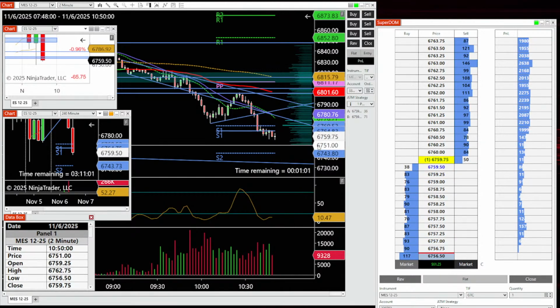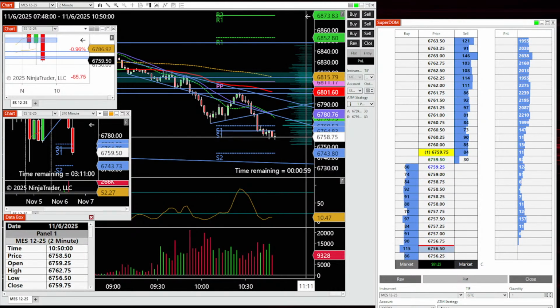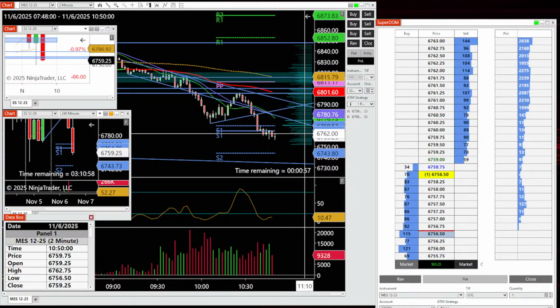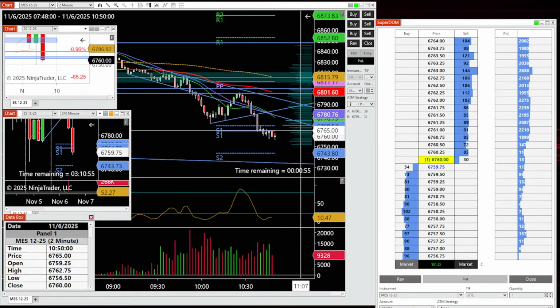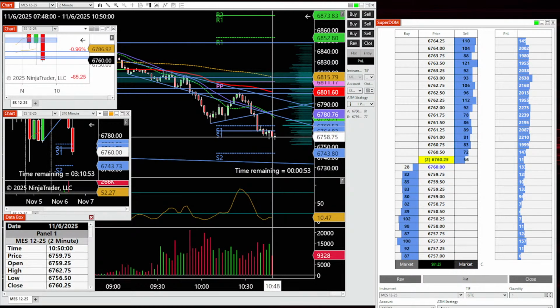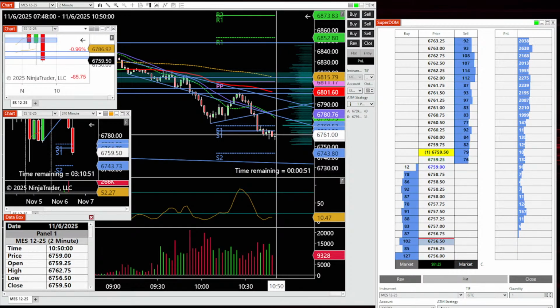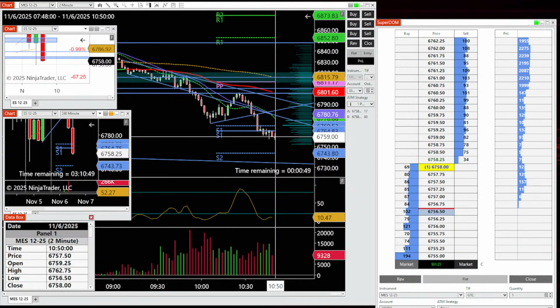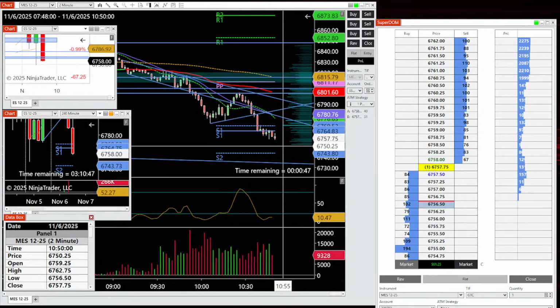Make a pop and get some shorts, some weak positions out. But it hasn't made new highs yet. Pop here, dump, did make a new low. Made a new low, little pop. But it's definitely heavy.